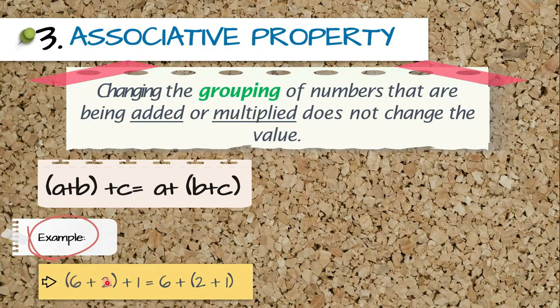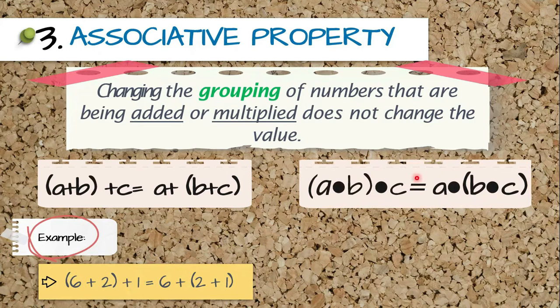Quantity 6 plus 2 plus 1 is equal to 6 plus quantity 2 plus 1. Wherein, we're just going to add first the left side, 6 plus 2, which is equal to 8, and then plus 1, that is 9. Same with, is it equal to 6 plus, so we're going to add first 2 plus 1, that is 3, plus 6, which is also equal to 9. Therefore, whether you're going to change the position of parentheses from left and right, that is just equal.